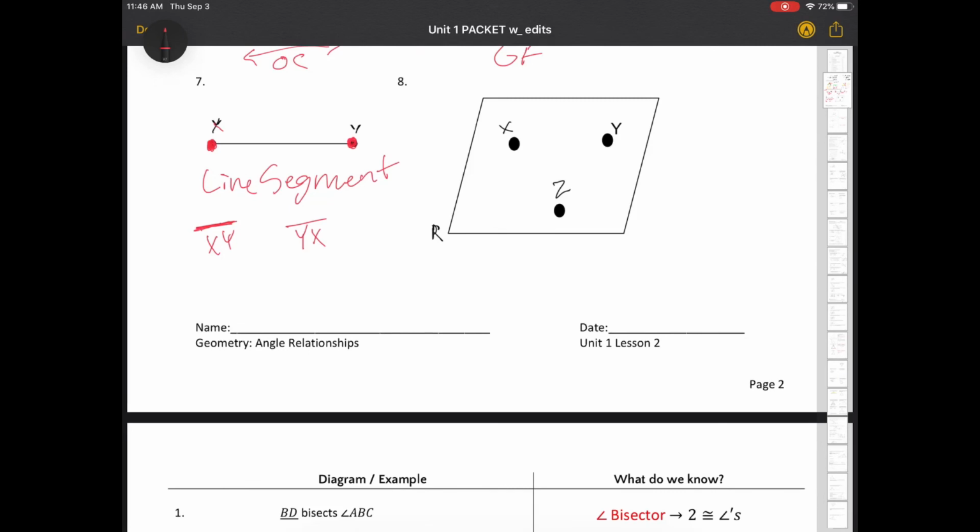Okay, so on to the next one, we have a plane here. So these are a bunch of coplanar points, and we also have a name down here for the plane with a single letter. So we can call this plane XYZ, or simply put, just plane R, by the label from the letter in the corner.